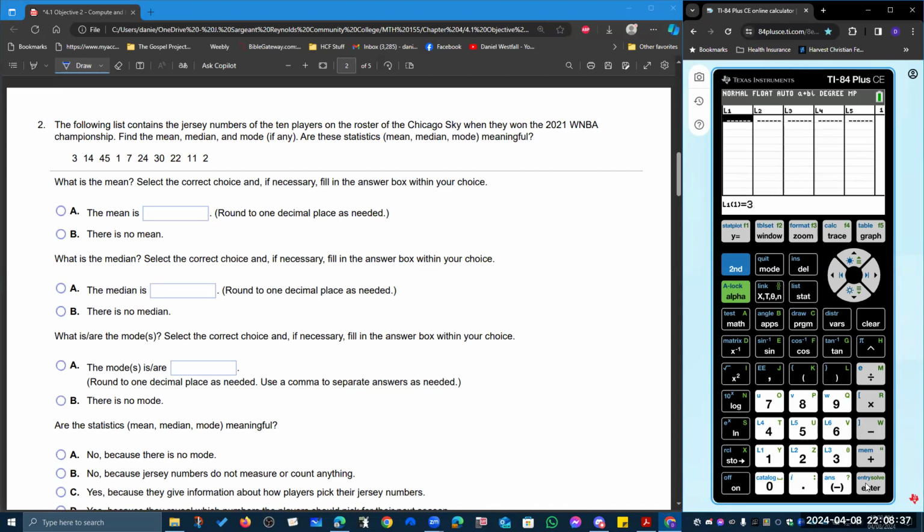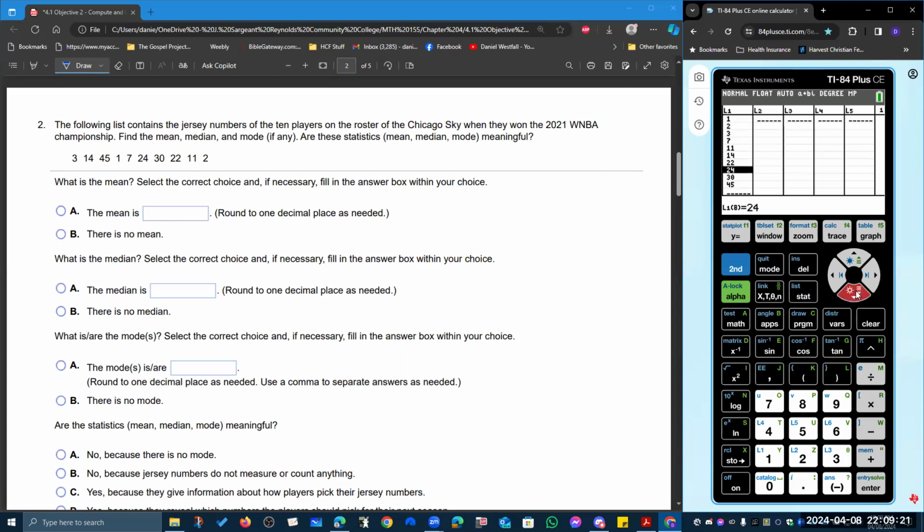They're probably not going to be meaningful, but let's go ahead and enter my data here. So 3 and then 14 and then 45, 1, 7, 24, 30, 22, 11, and 2. I'm going to quit and come back to my stat menu. I'm going to sort my list in ascending order. My list was in L1, so that's second one. To do that, it's done. When I come back, stat, enter, everything's sorted for me.